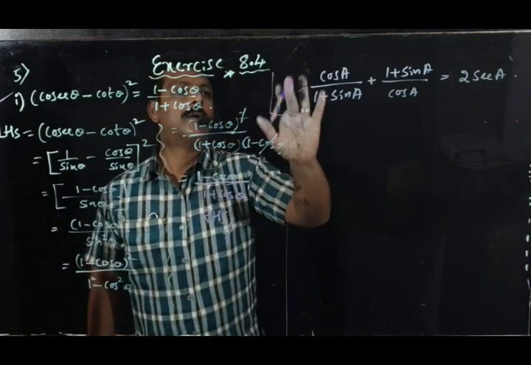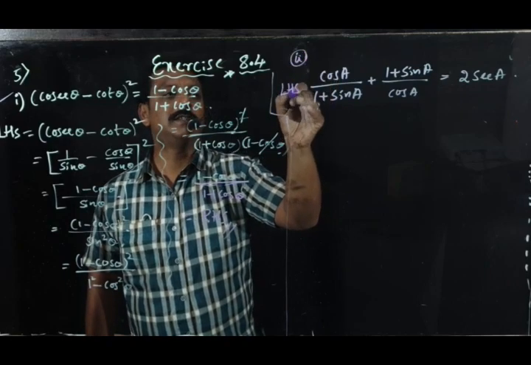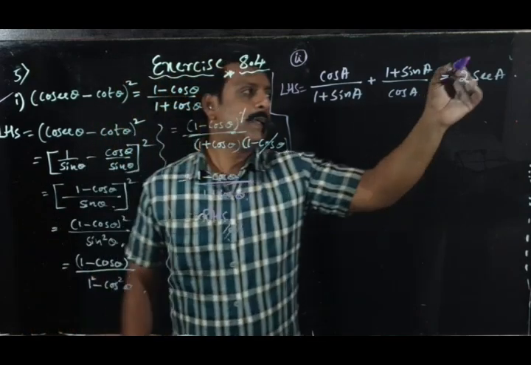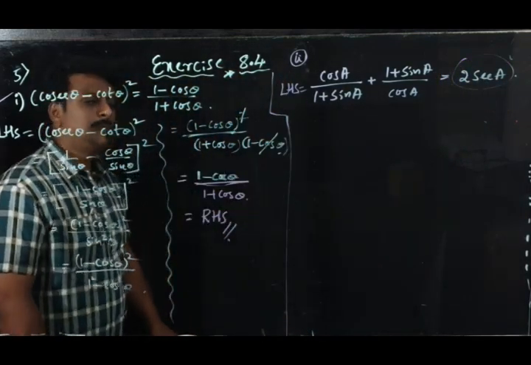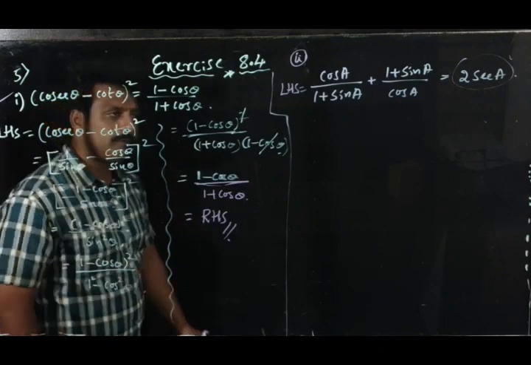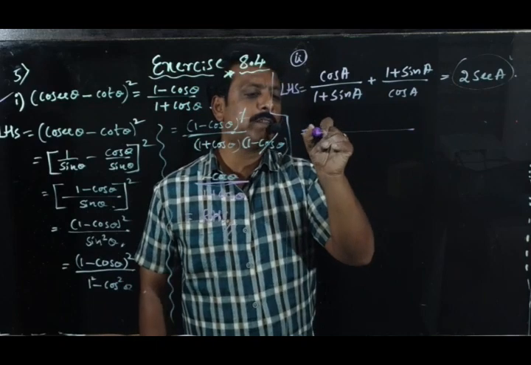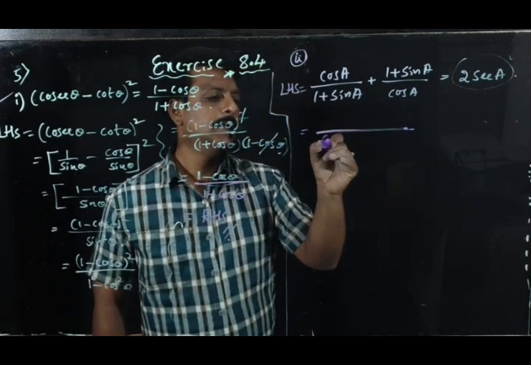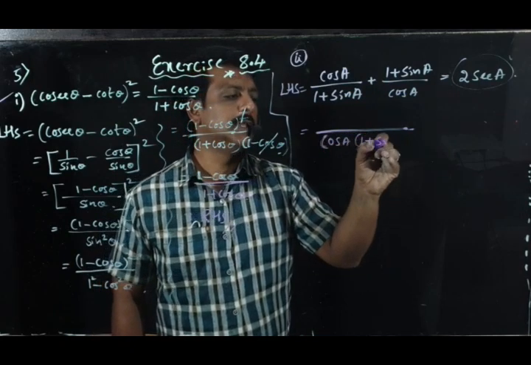So, I am writing the second sum on top. I will take only the LHS because, as all of you know, we have very little space. We have to prove 2 sec A. So, LHS I have taken. What to do, sir? Nothing. Go for finding the LCM. What will we get when we find the LCM? You will get cos A into bracket 1 plus sin A.